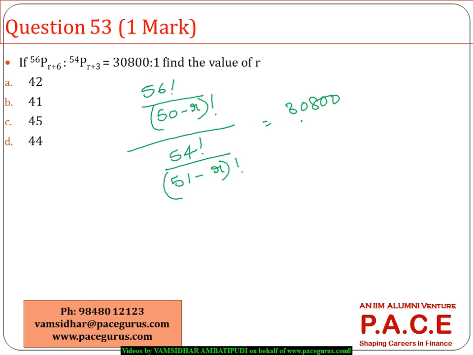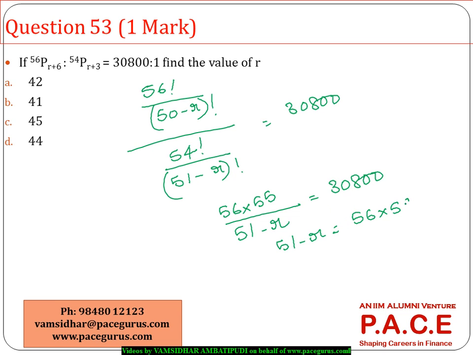30,800. So do a little bit of arithmetic. 56 into 55 divided by 51 minus r is equal to 30,800. So from here it works out that 51 minus r is equal to 56 into 55 by 30,800.